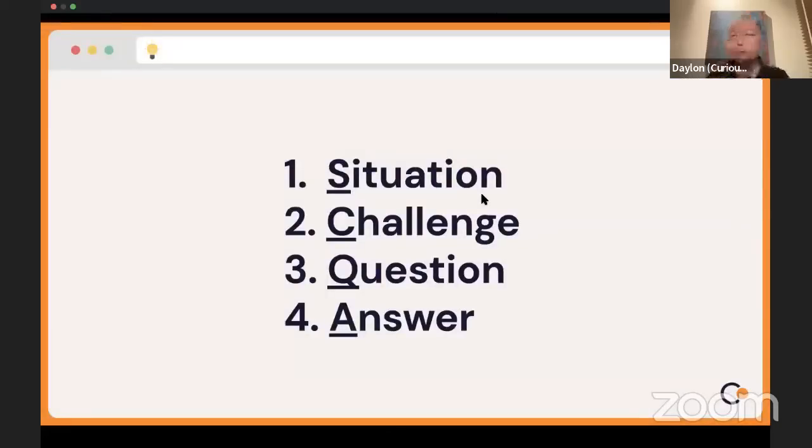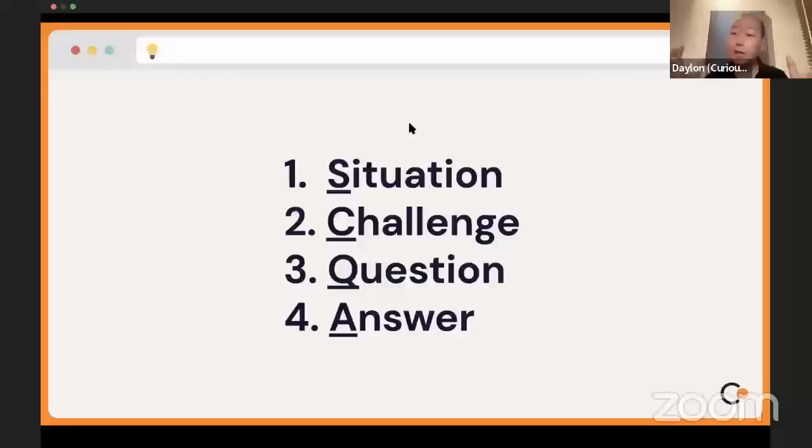What is the SCQA framework? Okay, SCQA stands for situation, challenge, question, and answer. This is a framework that is used by the top business consultants in the world. People from McKinsey, people from Boston Consulting Group, right? They would use this particular framework when they're doing their presentations to clients. So they talk about the situation, right? And give context of the situation.